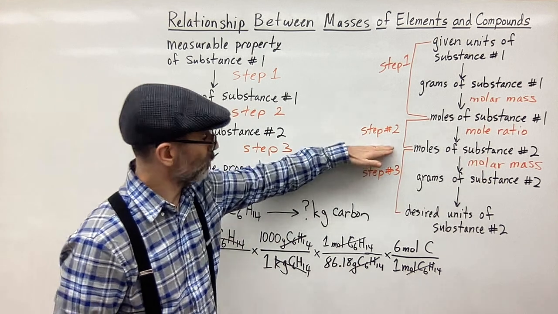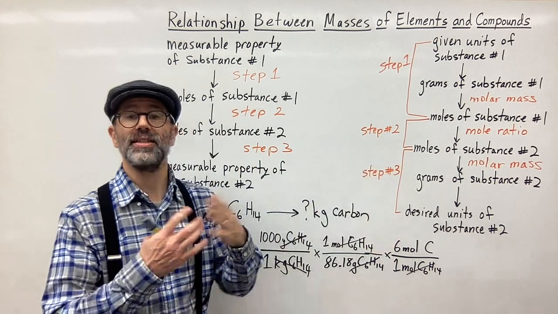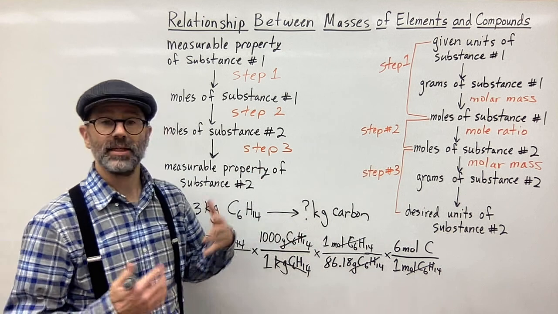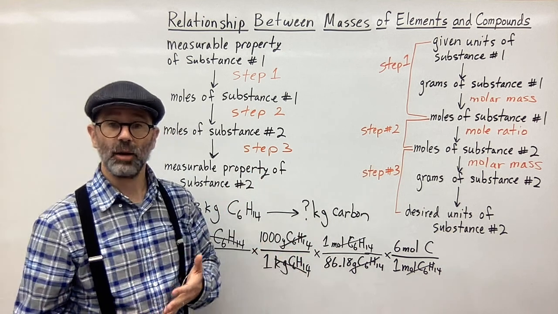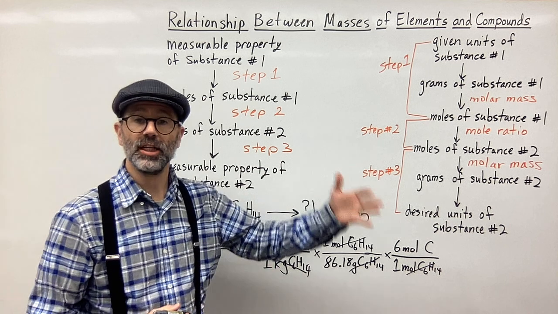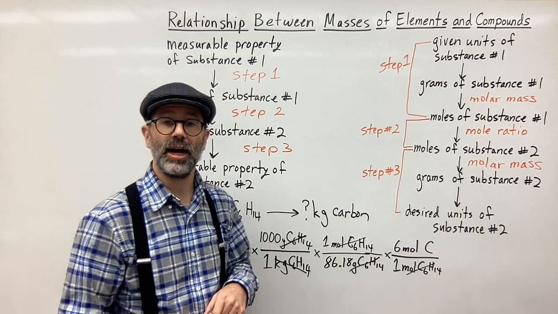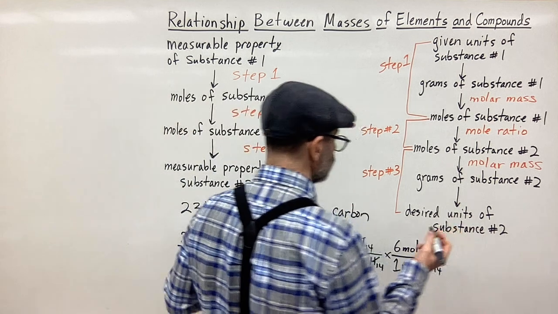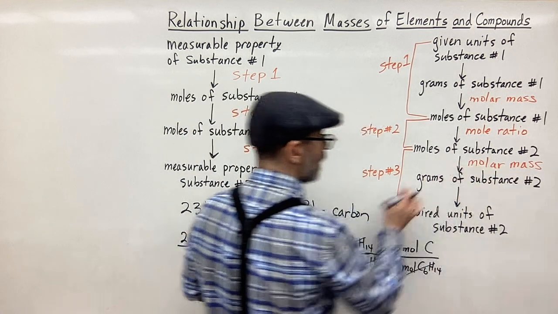And now step 3, I want to convert to the desired unit. The desired unit in this case is kilograms of carbon. But I got moles. So now I have to convert to kilograms. In order to get to kilograms, I need to convert to grams first. So I'm going to convert moles to grams using the molar mass of carbon.